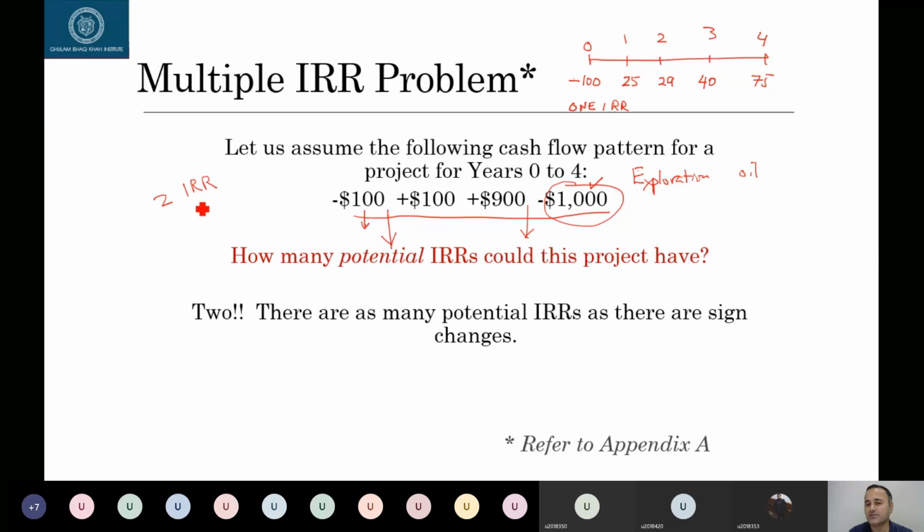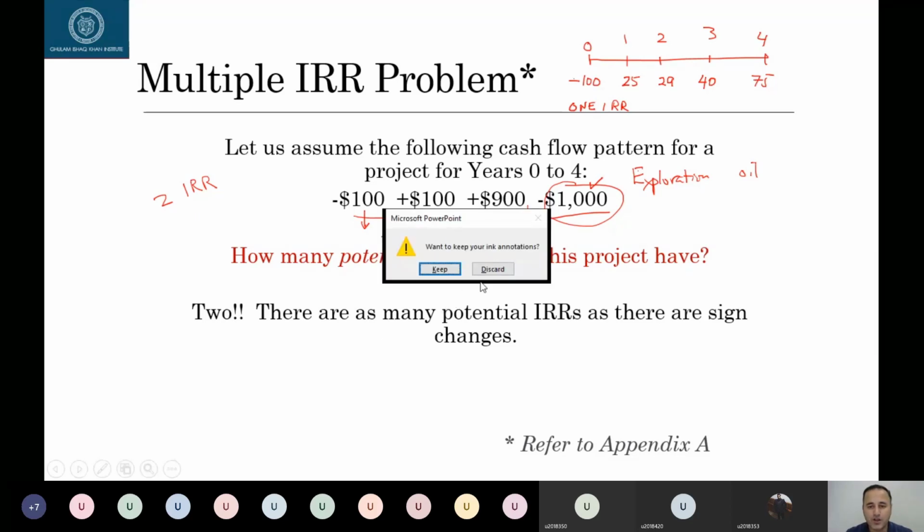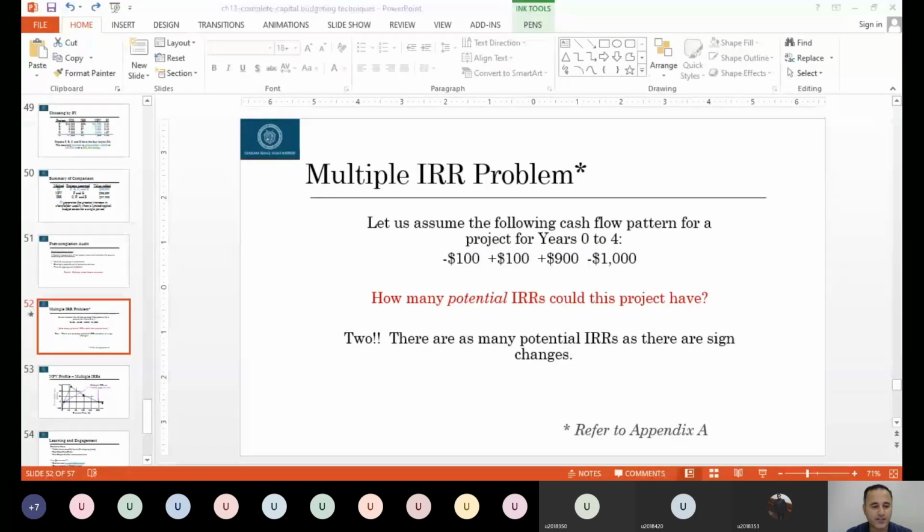So all projects which have various cash inflows and outflows occurring at, let's say, different stages have a problem of multiple IRRs. Naturally, I would like to explain it to you through, let's say, an exercise.